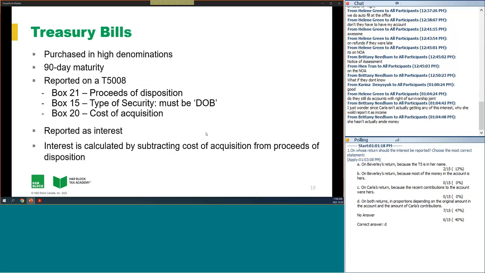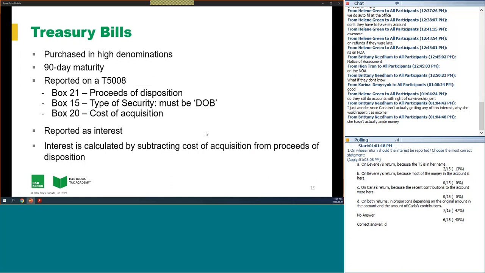All right, I want to talk about a special type of interest now. It's interest from a treasury bill. Treasury bills are not as common now as they would have been in the past, but they are things that you can buy. You usually buy them if you have a lot of money. So you need a big chunk of money. You put a big chunk of money down. 90 days later, you get a guaranteed larger amount of money.